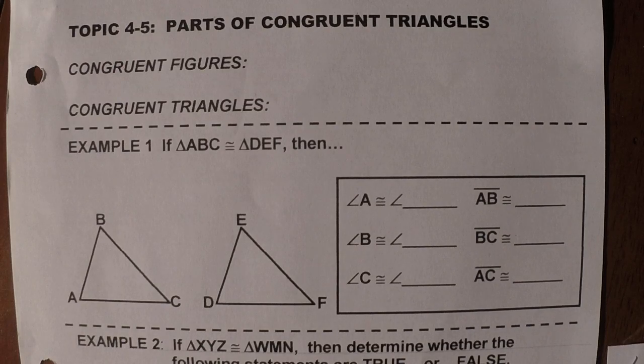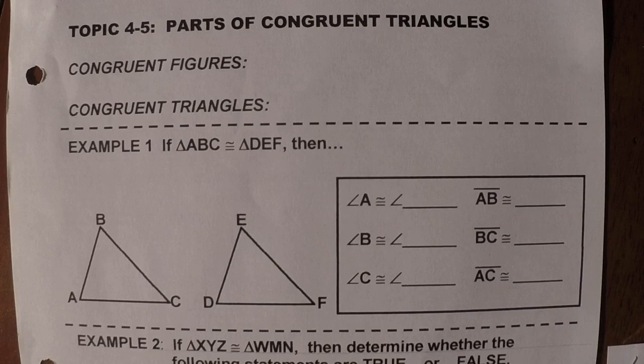Okay, we're now going to talk about parts of congruent triangles. But before we can talk about congruent triangles, we need to first remember what congruent means. Congruent means same size, same shape, or equal, or the same. The word that you really need to keep in your head is equal.